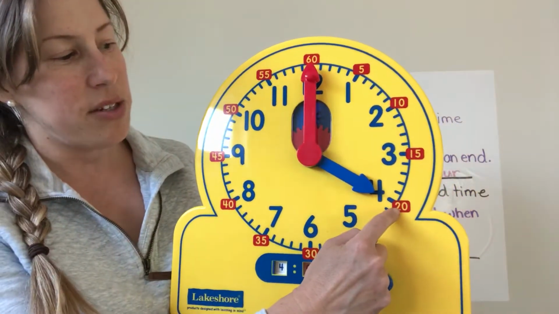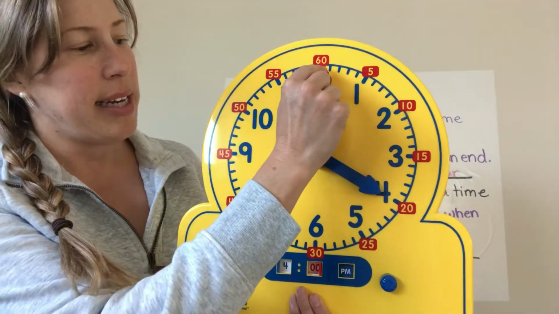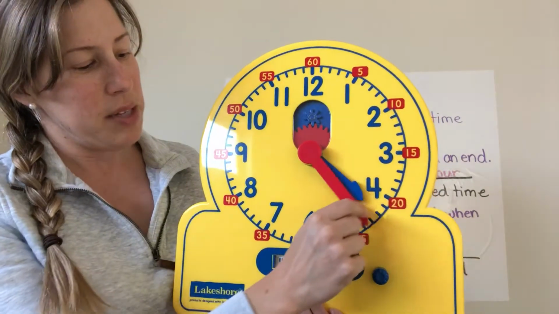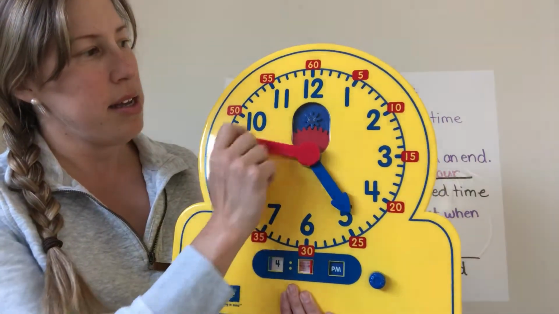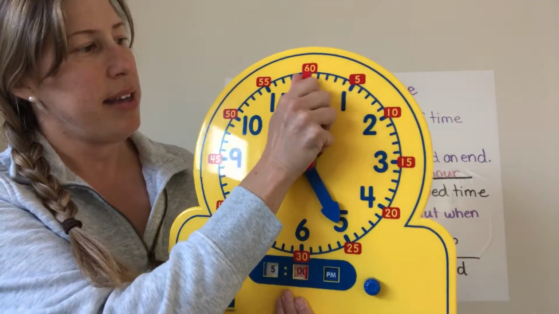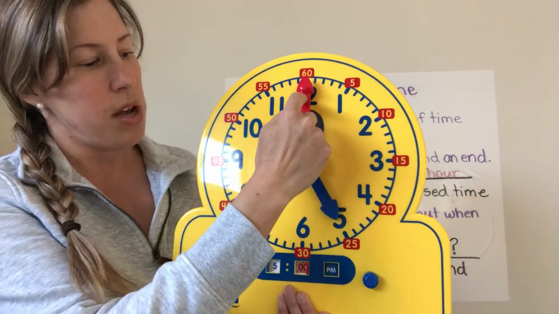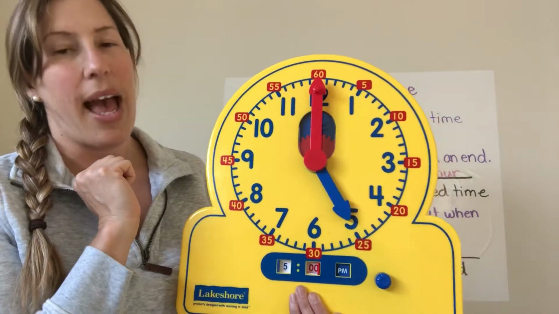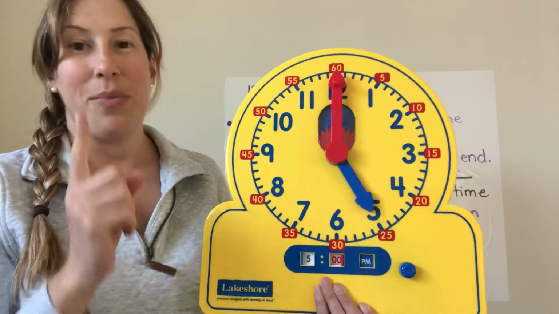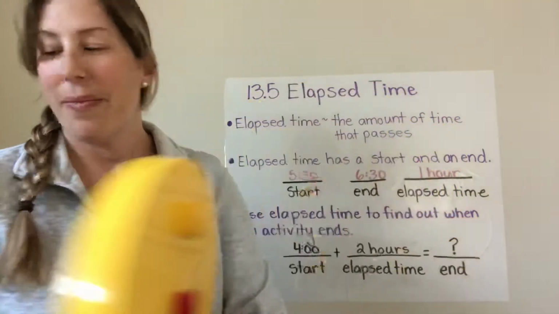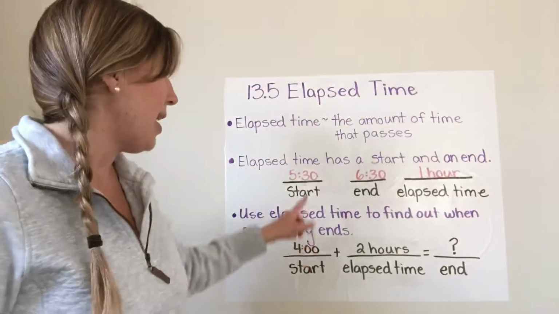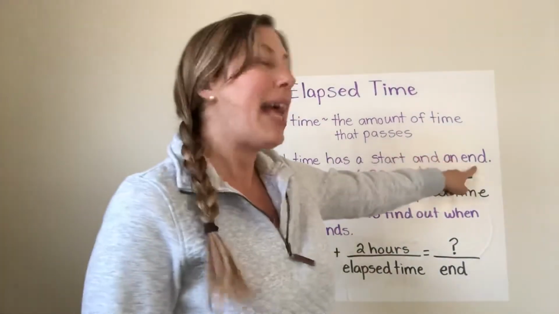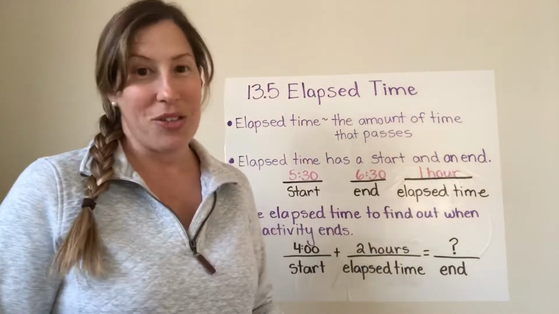If her activity started at 4 and Kennedy did her music lesson all the way here, and it was 1 hour later, we would say that her lesson took 1 hour. The elapsed time was 1 hour. Elapsed time always has a start and an end, and that's how we can measure the amount of time it took.